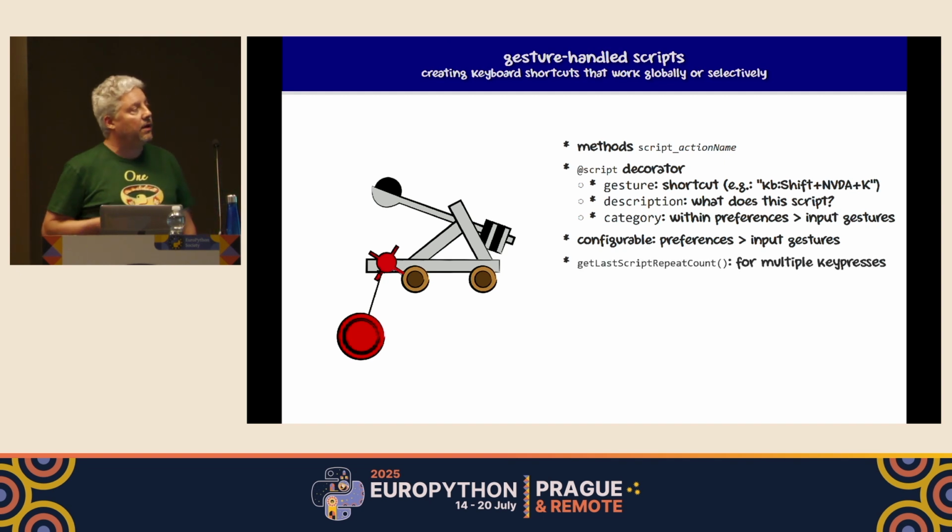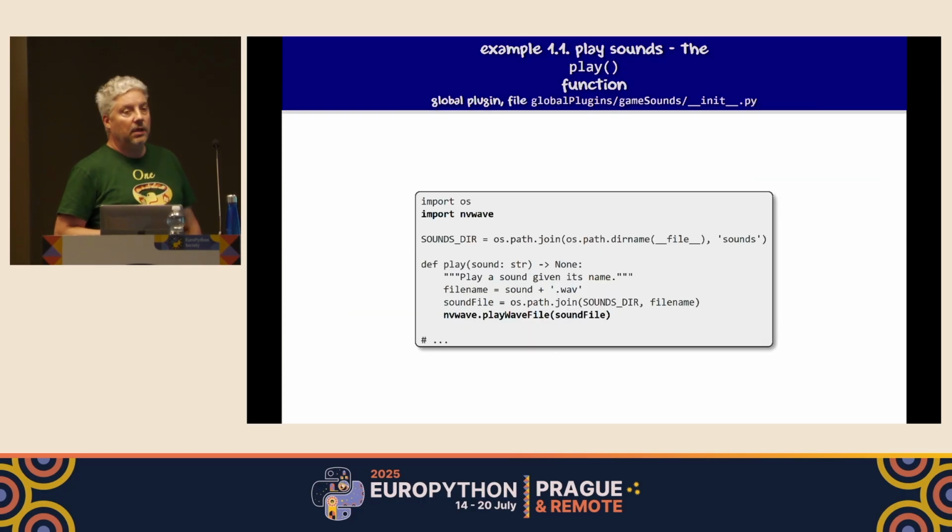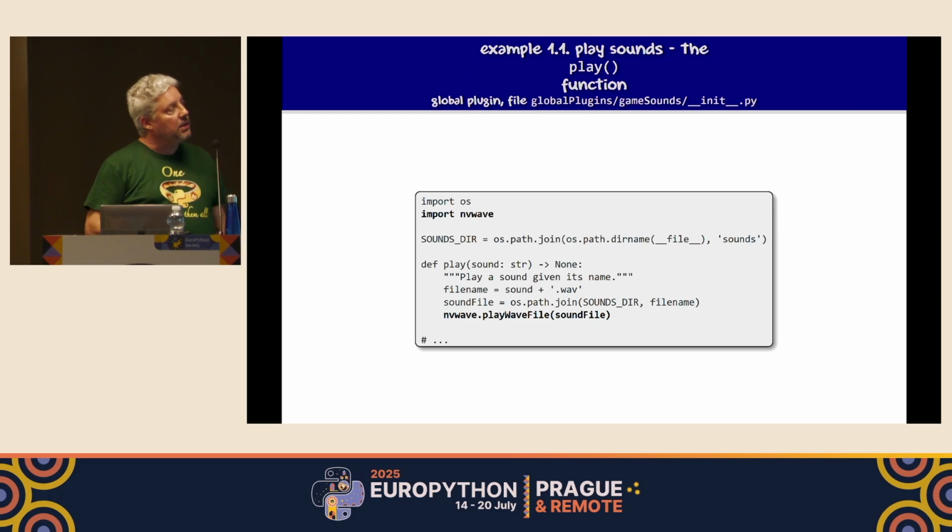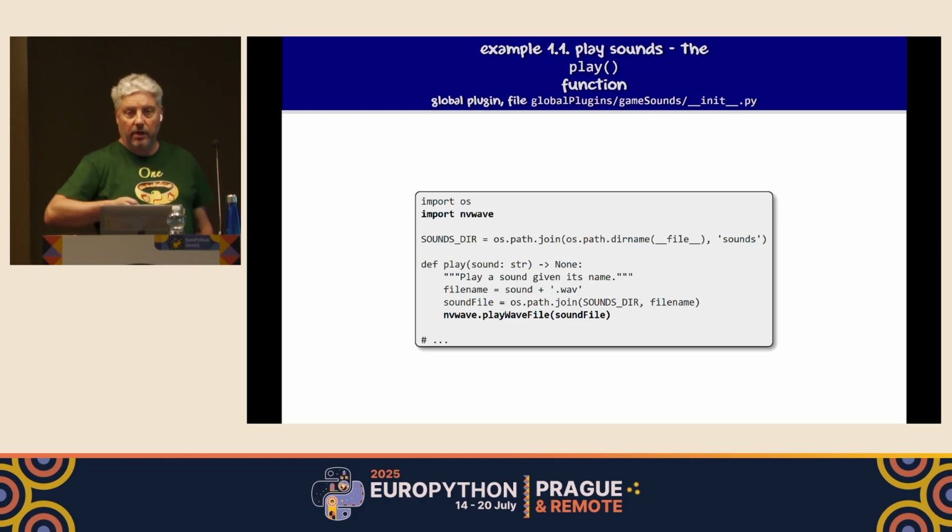And I also have one function that is getLastScript_count that reads multiple key presses, and I can do things when I press the key more than once. In this case, play sounds. I have a built-in function that is called nwave to play these WAV files. So this is a very simple function just to play the sounds when I pass a text.